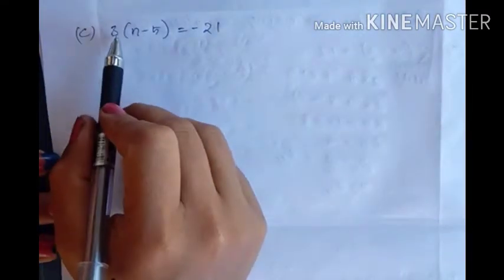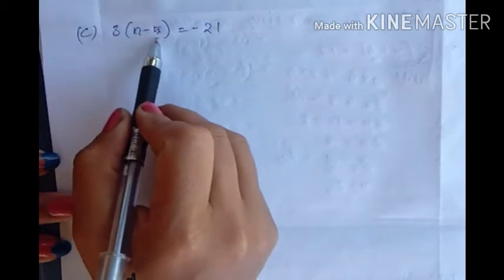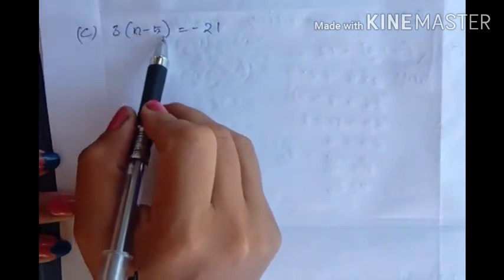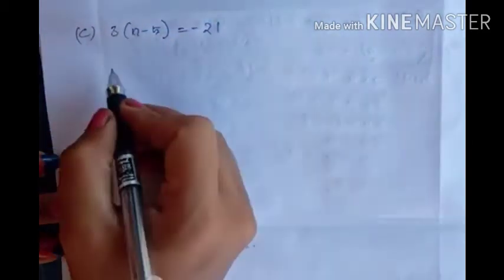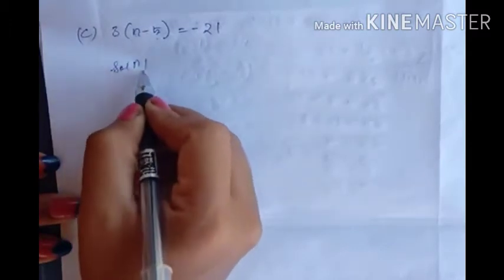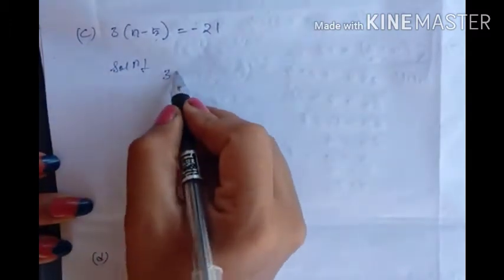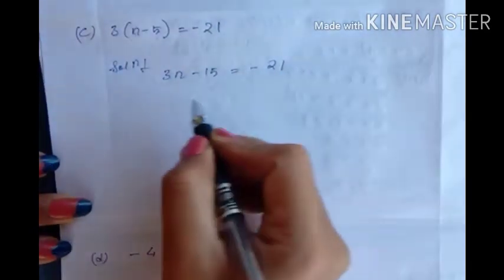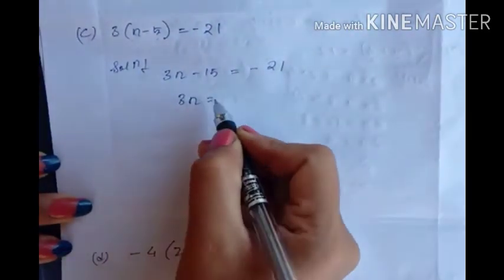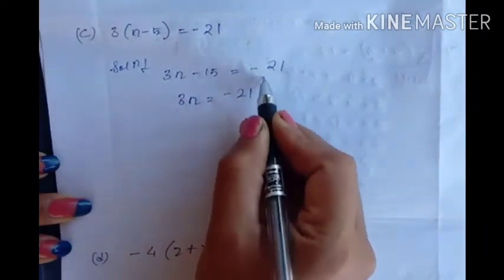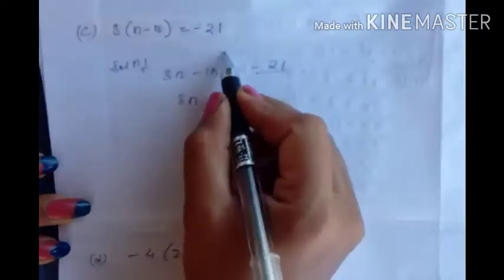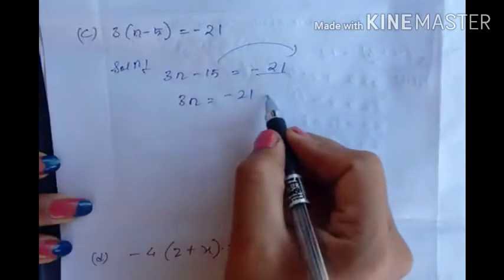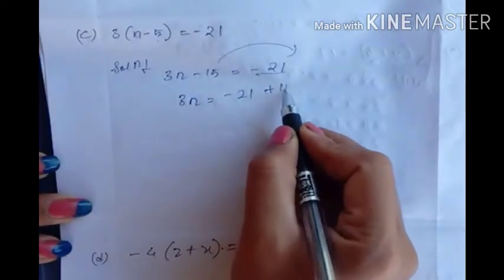Question number C is given: 3(n minus 5), with n minus 5 inside a bracket, isn't it? And it is equal to minus 21. So first we will break the bracket. It will become 3n minus 15 is equal to minus 21. Now you will transpose the constant to the right hand side, isn't it? Minus 21, here minus 21 you have to write first. Okay, then only it will come here. So this minus will become plus 15.